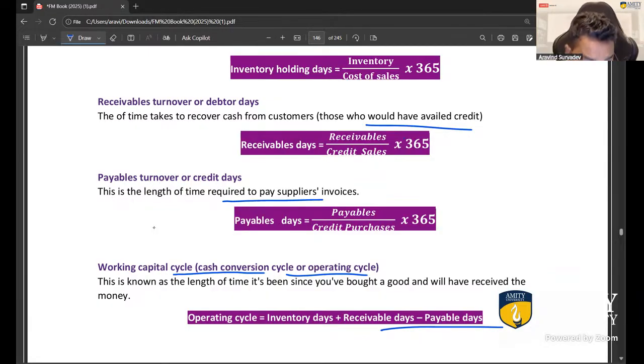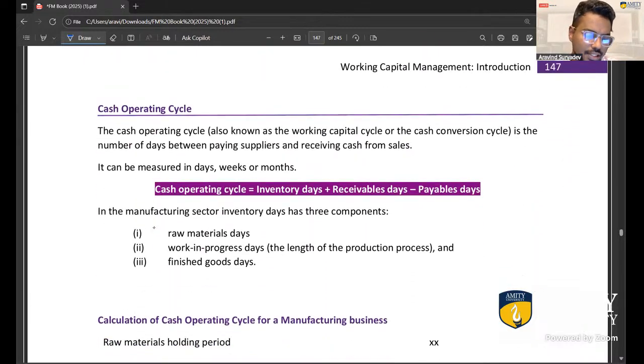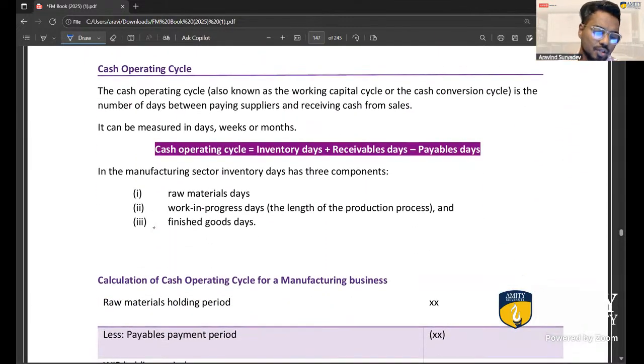Now, this is known as the length of time between when you've bought a good and when you've received the money. Absolutely. All right. So moving on from there, let's check out the cash operating cycle. The cash operating cycle is the same as the working capital cycle. If you take everything in dollar value, you get the amount of cash required, the amount of working capital required.